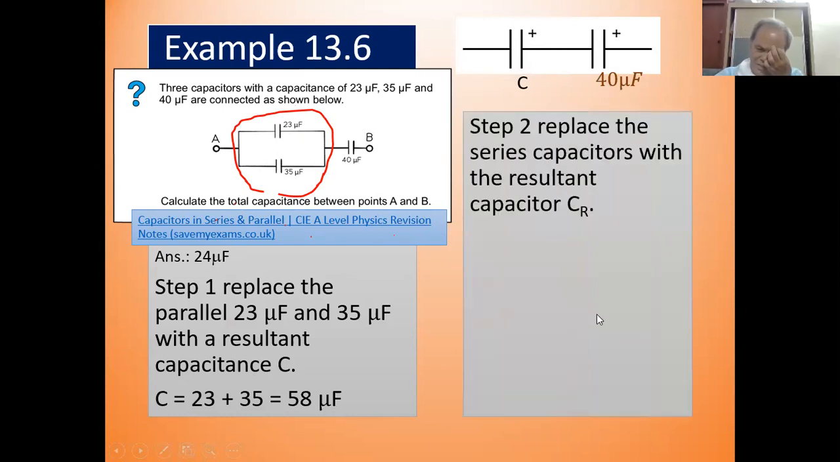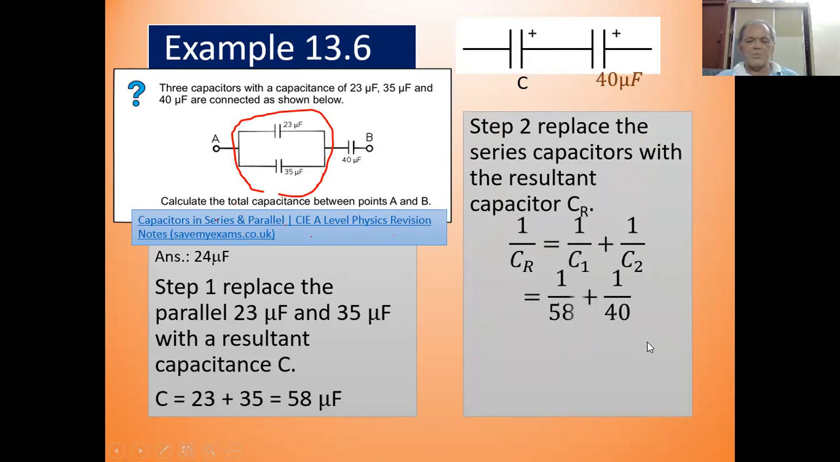Step 2. Replace the series. Now it's series. Just now you replaced that parallel. Now you replace that series. The effective one is 1 over C1 plus 1 over C2. No need to convert. Whatever unit you use, you get the same unit back. And take the reciprocal.